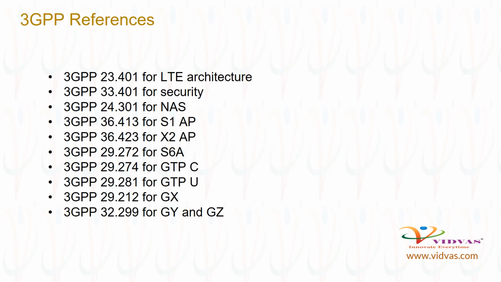The following is the list of 3GPP references. 3GPP 23.401 for LTE architecture. 3GPP 33.401 for security. 3GPP 24.301 for NAS. 3GPP 36.413 for S1 AP. 3GPP 36.423 for X2 AP. 3GPP 29.272 for S6A. 3GPP 29.274 for GTPC. 3GPP 29.281 for GTPU. 3GPP 29.212 for GX. 3GPP 32.299 for G and GZ.